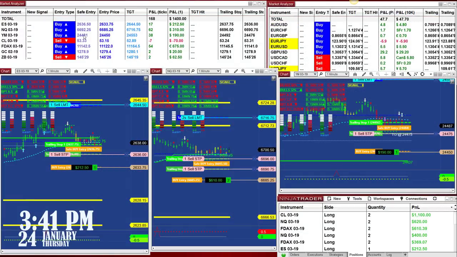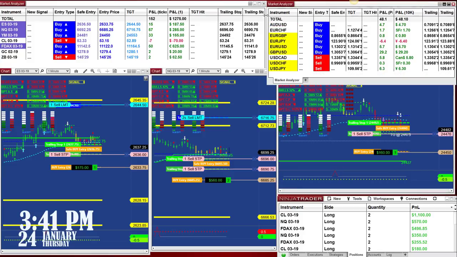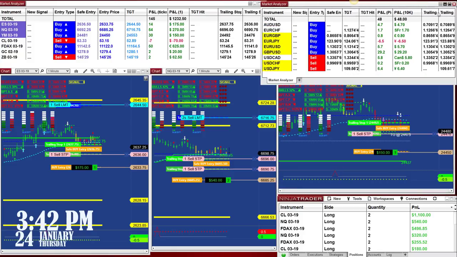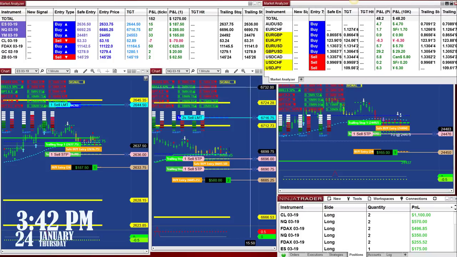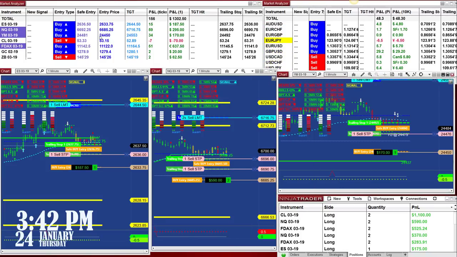Today was a really weird day, not much moving. Before we start, I'd like to show you some of what happened today. For the ones who don't know the system here, we have three different automated trading strategies on the market analyzer. It's a fully automated ATM and an ATM strategy.